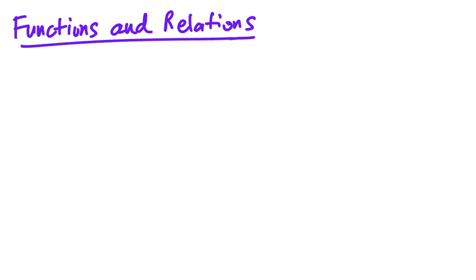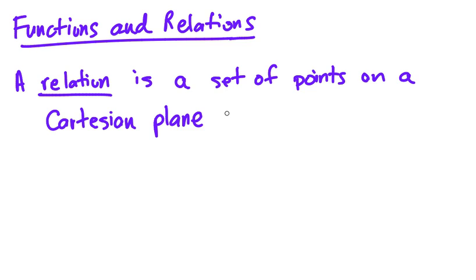Alright, functions and relations. I'm really just going to do a bunch of definitions today. So let's start off with the big picture, which is what is a relation? A relation is any ordered pairs or set of ordered pairs, also known as points, in a coordinate or Cartesian plane. So any sort of graph you can think of, just a bunch of random dots on the page, those are all relationships of data, so they're known as relations.